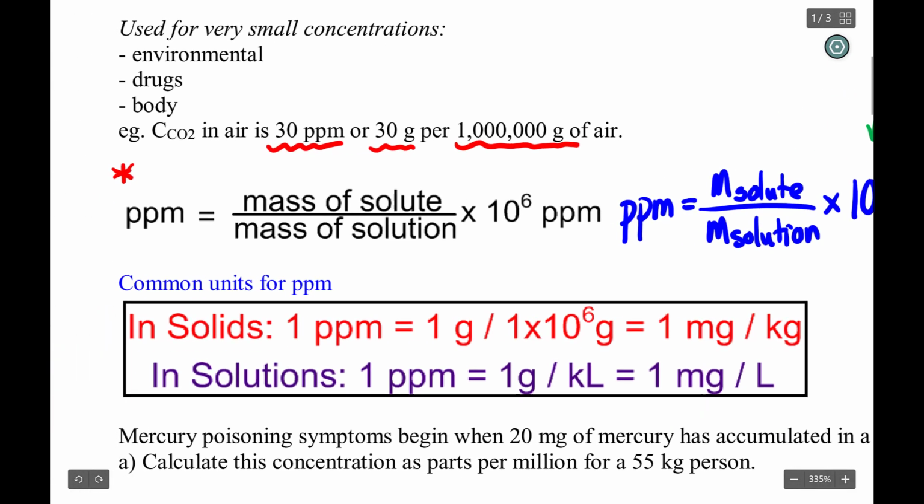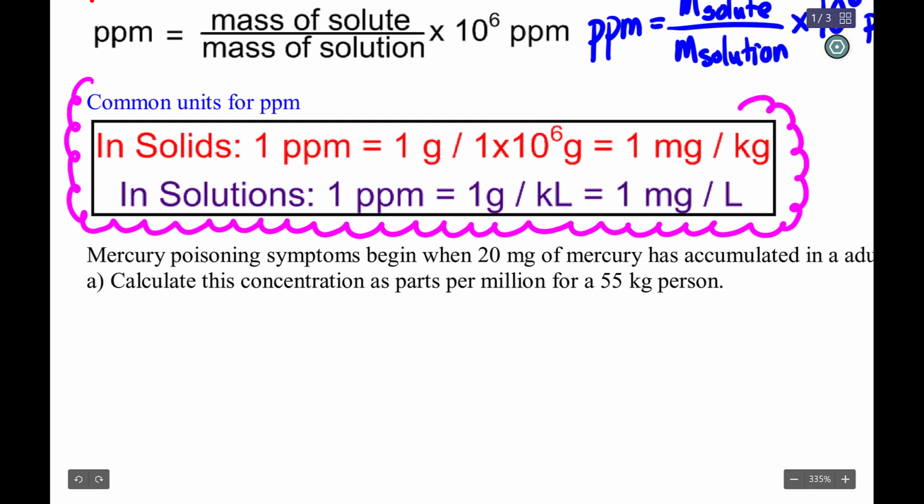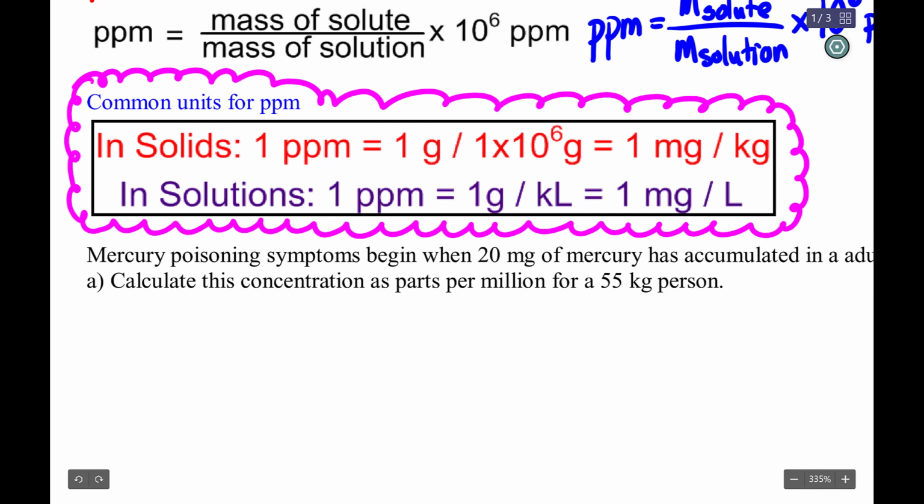Now I have something else here for you that I would love for you to memorize, which is common units for parts per million. So a lot of the time, if we don't use these shortcuts, you have to convert both units to the same mass unit before multiplying by 1 million. So let's say I have something in milligrams and something in grams, and I have to convert both of them into one mass unit, and then I can divide and multiply by 1 million. But if you have a difference in units by 1 million, you do not have to do a conversion. This makes your life much, much easier when you're making a calculation.